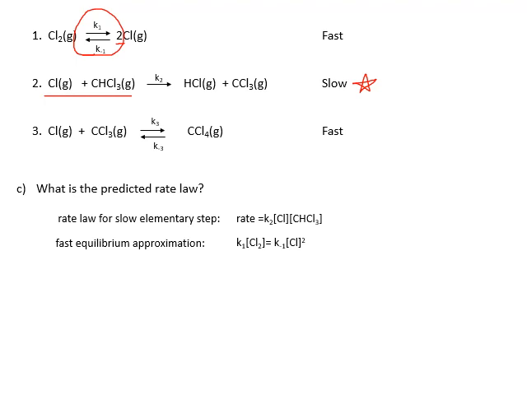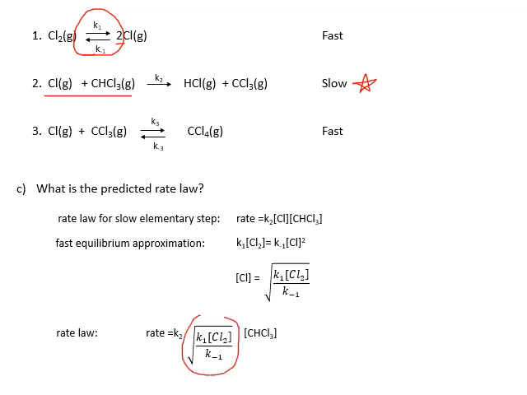We can rearrange this expression to solve for the concentration of Cl. Here we have the concentration of Cl is equal to the square root of K1 times the concentration of Cl2 over K minus 1. We can then substitute this expression back into the above rate law, the one from step 2, and combining K's into one rate constant, we have rate is equal to K2. Here's our piece representing the Cl concentration, and here's our concentration of CHCl3.